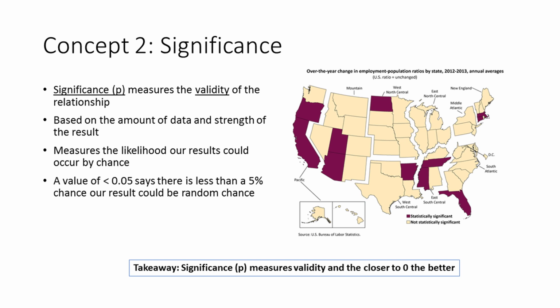And that, although it's still a pretty decent sized chance, you can then say that your result is statistically significant, which is an important control. And just to illustrate how that might look, if you look at the chart on the right, you can see the over-year change in employment population ratios by state from 2012 to 2013. So they're looking at the ratio of employment to population.